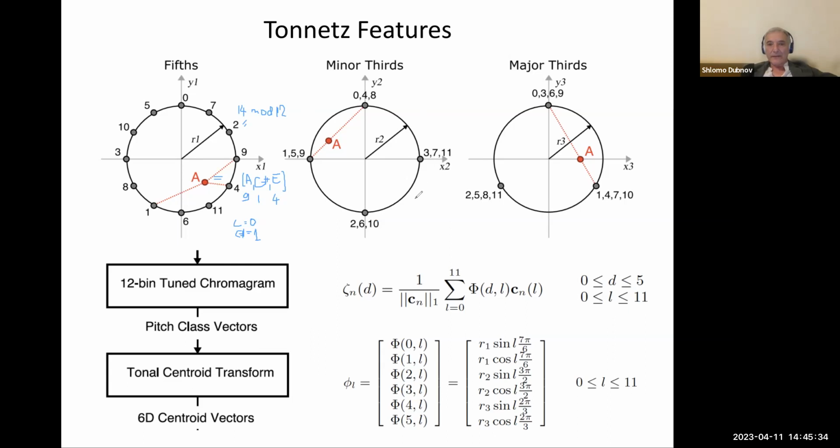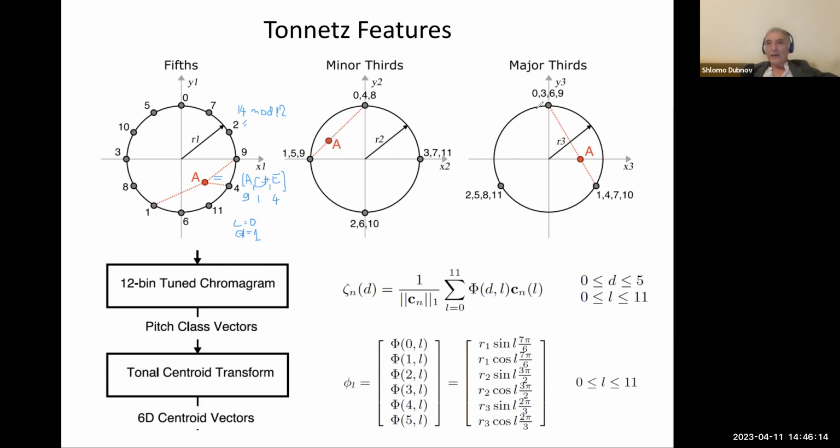So this is a circle of thirds that takes steps of minor third, but puts on every dot here notes which are actually a major third apart. And then if you look at A, which is again 9, 1, and 4, in this case we use the 9 and 1 together, and we sum them relative to 9 and 1, and the 4. So on this axis, it will show on this point.